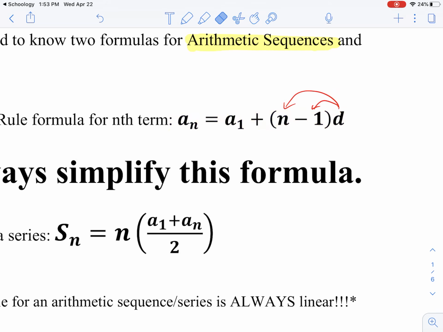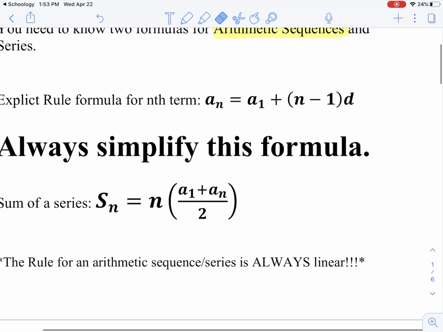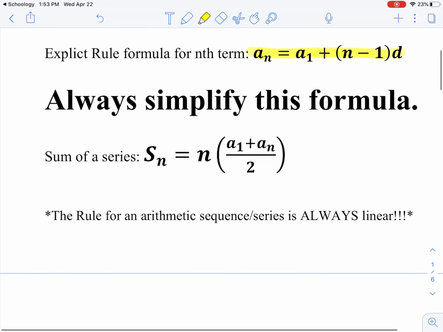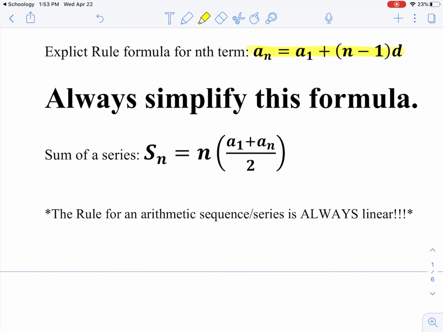Okay. All right. My highlight went away. There we go. Okay. Notice, always simplify this formula.